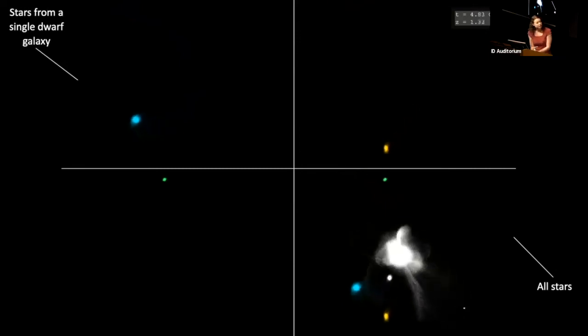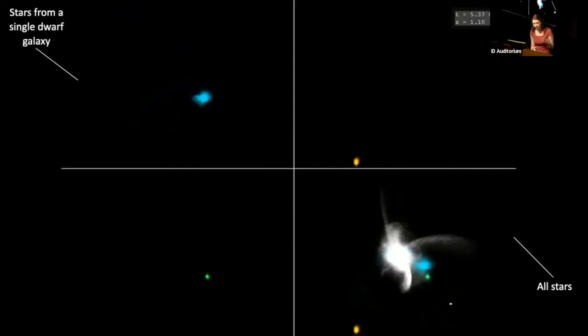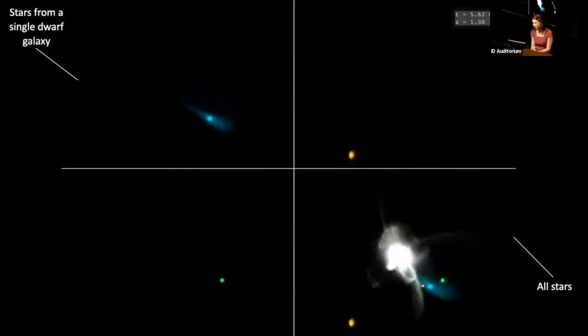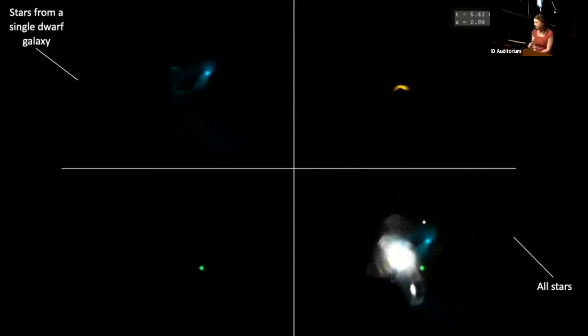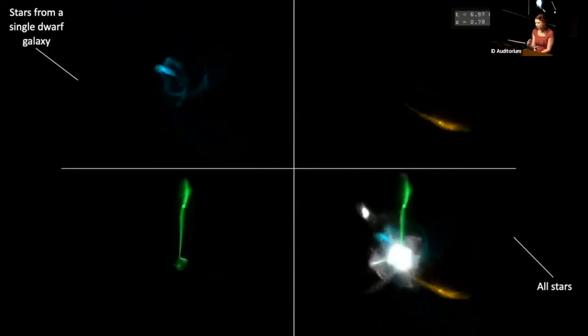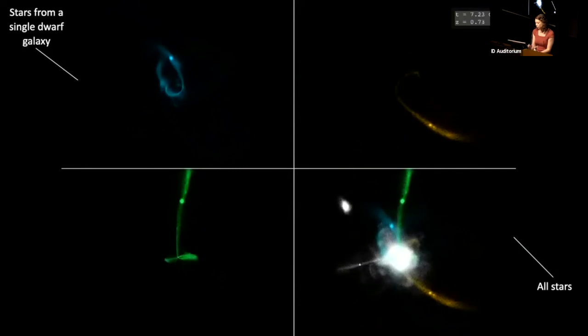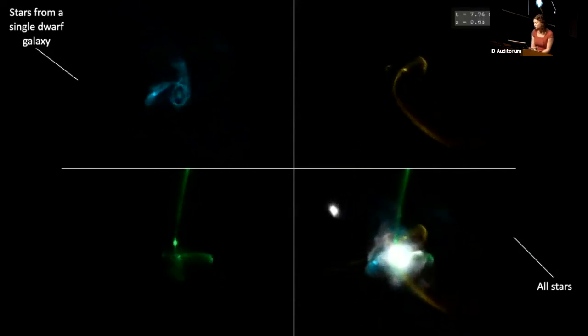And if you look at the main panel on the lower right, you can see that the large stellar halo that this galaxy is developing over time is largely made up of stars from other galaxies that have fallen into its gravitational potential and then been torn apart by tidal forces. And as the remnants of these galaxies orbit the central galaxy, they form these incredibly complex streams of stars.